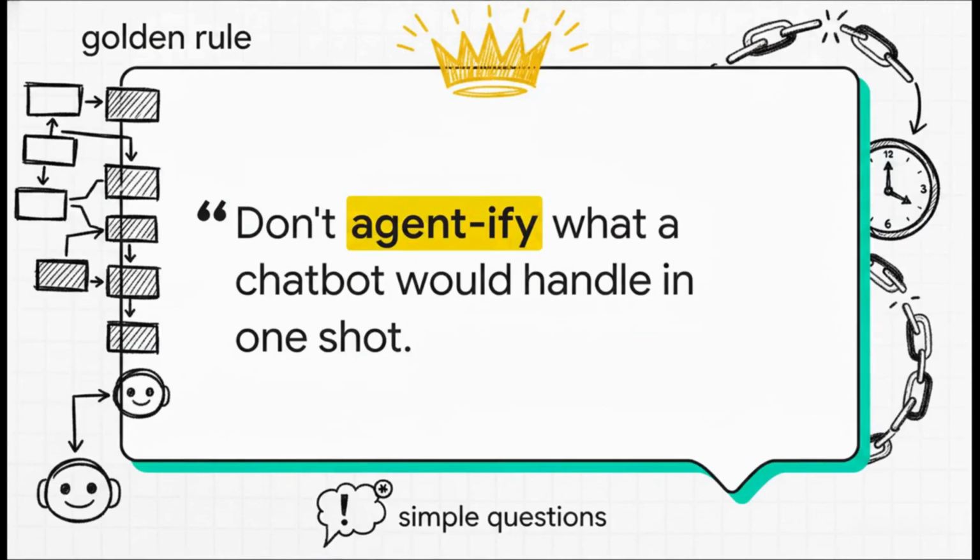Which brings us to a golden rule of modern AI development. And seriously, if you take away nothing else from this explainer today, let it be this. Don't agentify what a chatbot would handle in one shot. Remember that huge mistake we talked about at the very beginning? Picking an agent architecture is only justified when the task's structure actually demands it. If you force multi-step loops and complex tool calling into a system that really just needs to answer simple questions, you aren't building a better product. You're just building a slower, more expensive, and much more easily broken chatbot.